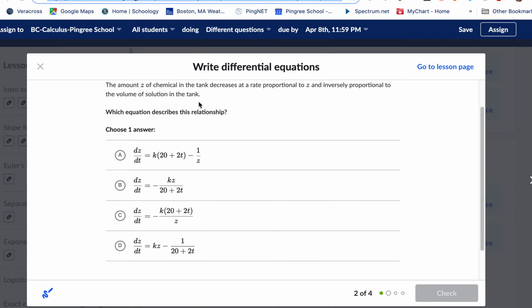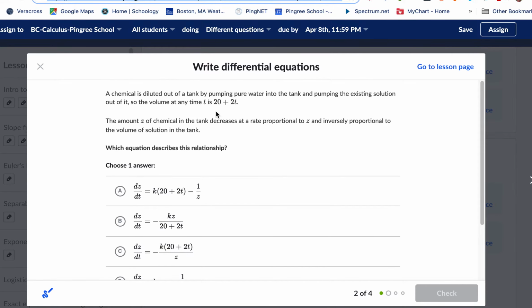in the tank. Okay, so when something is proportional, you just need a multiplied proportional constant, and if it's decreasing, we can assume that that is going to be a negative sign. Occasionally you'll have just k and you'll solve for k and k will turn out to be negative, but I think the assumption here is that we're going to put a negative sign in there, so we're looking for a negative kz, and then inversely proportional to the volume.